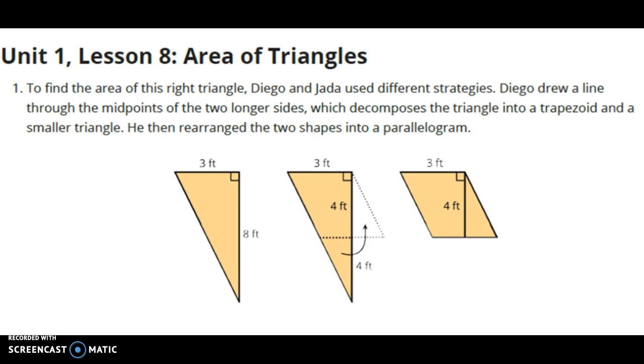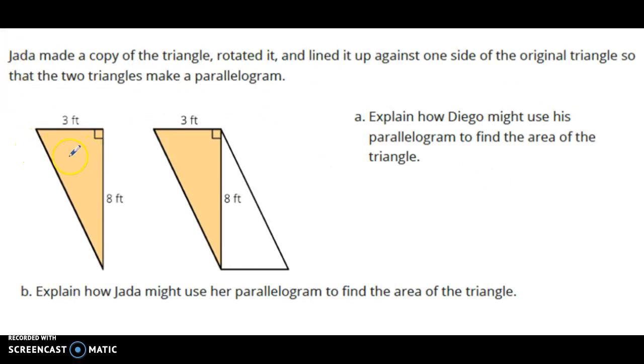To find the area of this right triangle, Diego and Jada used different approaches. Diego drew a line through the midpoints of the two longer sides, which decomposes the triangle into a trapezoid and a smaller triangle. He then rearranged the two shapes into a parallelogram. So you see how he cut this triangle out, flipped it over here, and then he created a parallelogram. Jada made a copy of the triangle, so she made two triangles, rotated it, and lined it up against one side of the original triangle so that the two triangles make a parallelogram. Explain how Diego might use his parallelogram to find the area of the triangle.